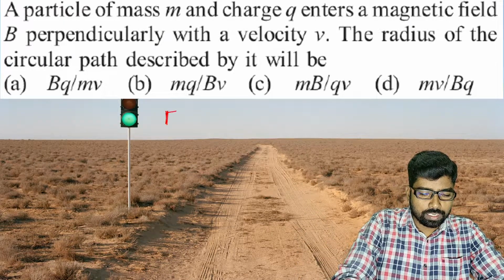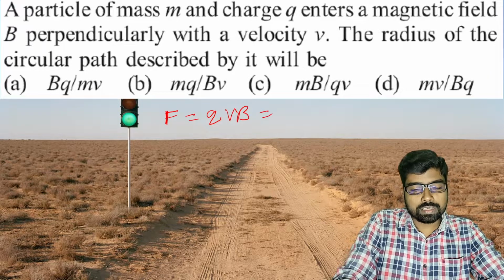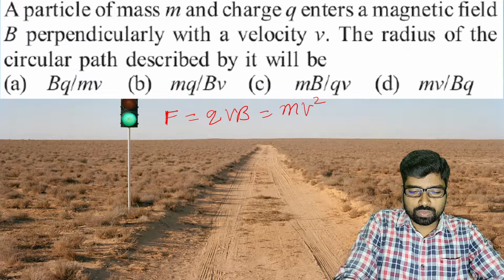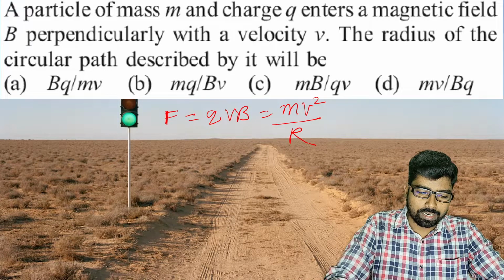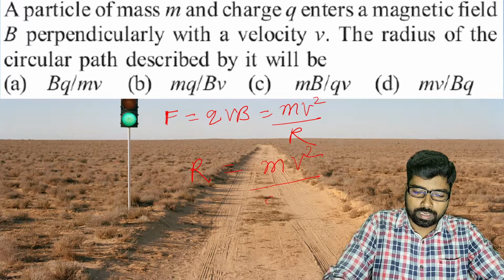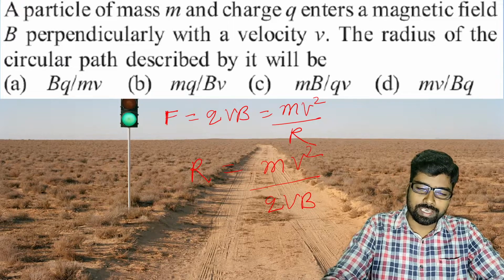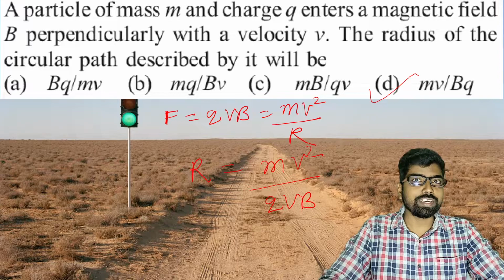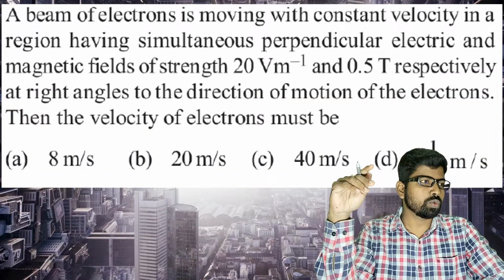All of you know that F is equal to qvB, since it is centripetal force also, so mv square by r. Now, if I ask you r, then all of you know how much it will be? r is equal to mv square by qvB, and you know the answer. So finally, the answer is coming. Option D is the answer. It's a very interesting question, and definitely it is only a basic and direct formula based question. So let us go to the next question.